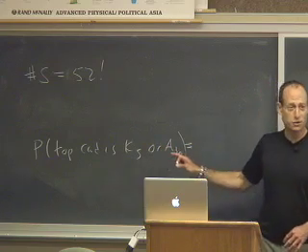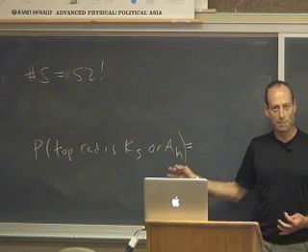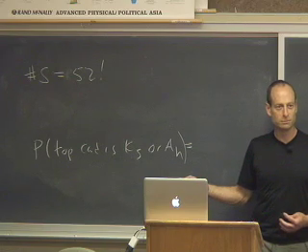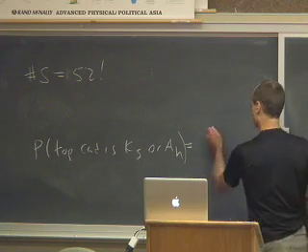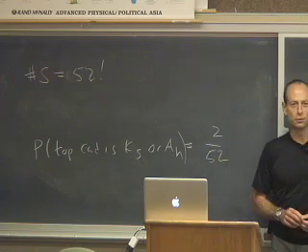Each of them has probability 1 over 52. So what's the probability that either of them happens? Right, it's 1 over 52 plus 1 over 52.